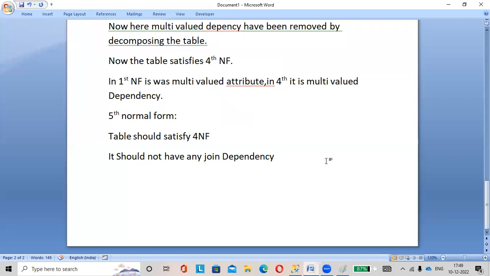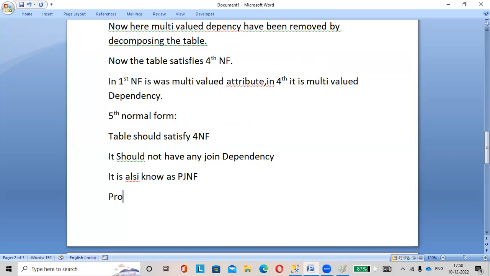Fifth normal form is also known as PJNF. PJNF stands for Project Join Normal Form.